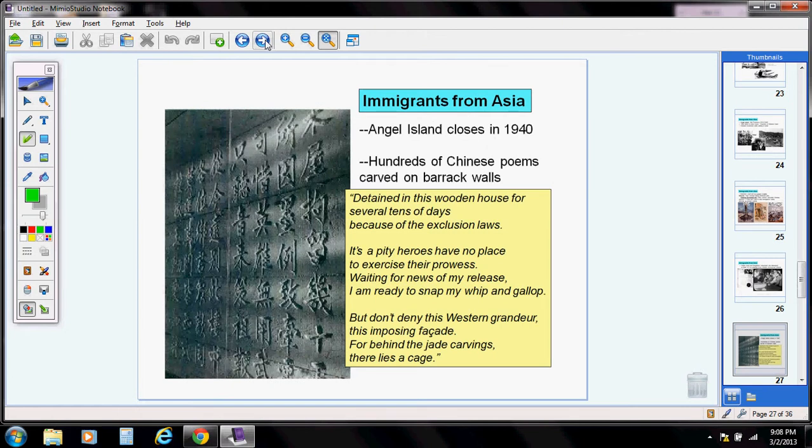Angel Island will eventually close in 1940. The Chinese will be an American ally in World War II, so it didn't make sense to have these strong anti-Chinese policies anymore. And you see on the walls frustration on the part of Chinese immigrants that were detained there, questioning the West and questioning America with the anti-immigrant policies that were in place at the time.